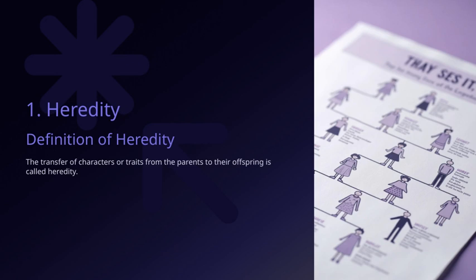Understanding heredity helps us see how traits are inherited and why organisms are similar to their parents. It's a key piece of the puzzle in understanding how life is passed from one generation to the next, and it ties into the larger theme of how genetic information shapes living beings.